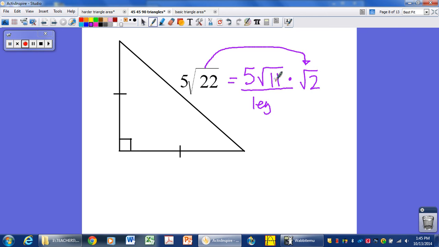So 2 times something, 2 times 11, which means 5 roots of 11 is going to be the length of our two legs, because the hypotenuse is leg times root 2. So we have root 2, this has to be our leg, and these two things multiply together to give us 22. You need to know a little bit about radical operations in order to be able to multiply radicals or separate them, in this case.